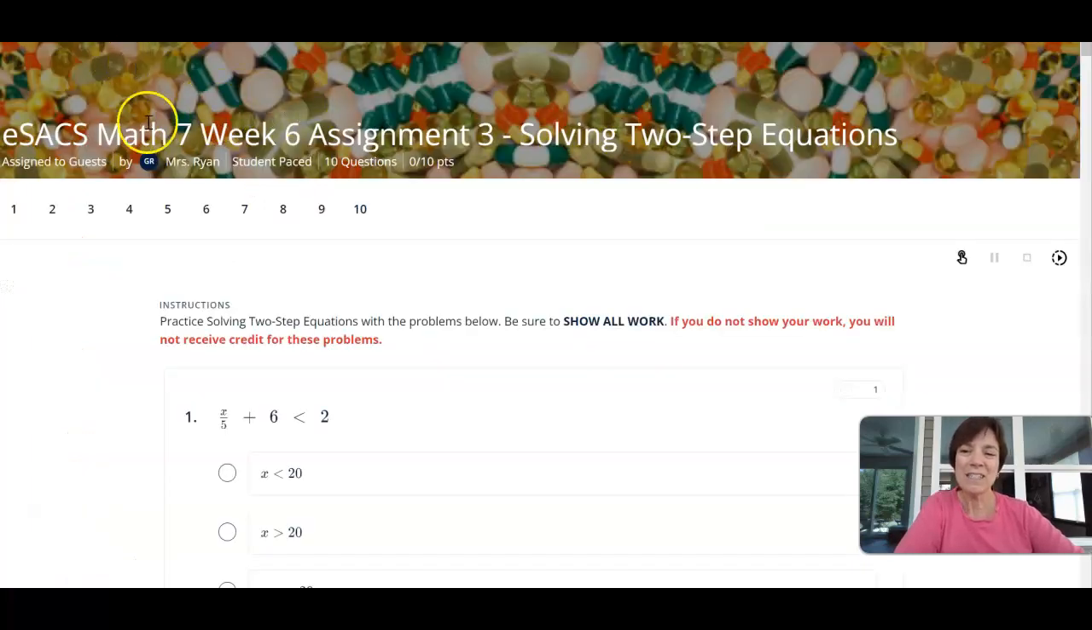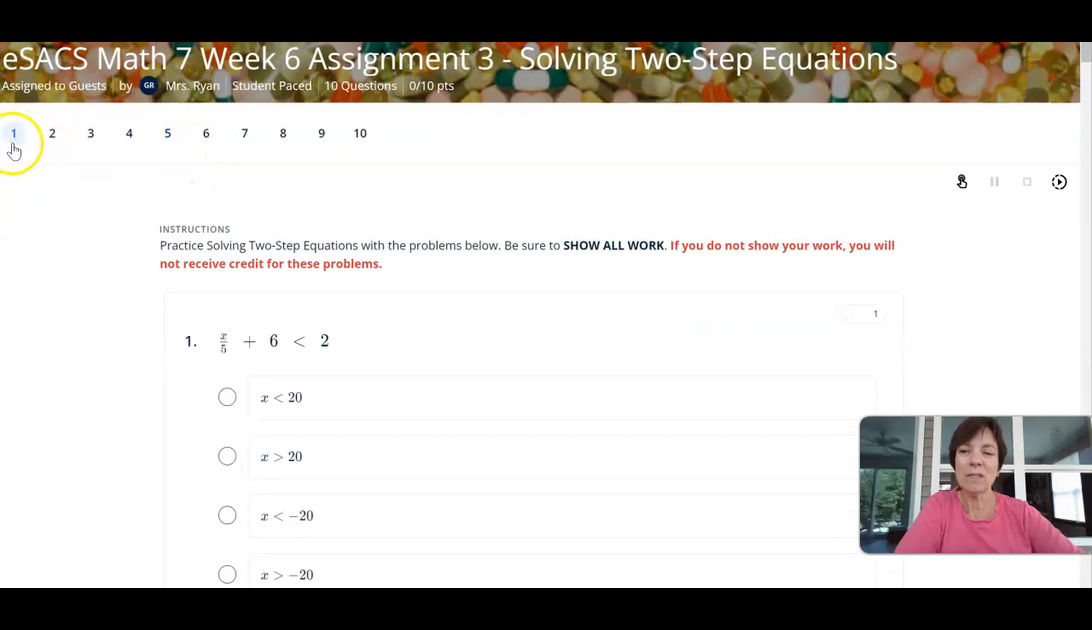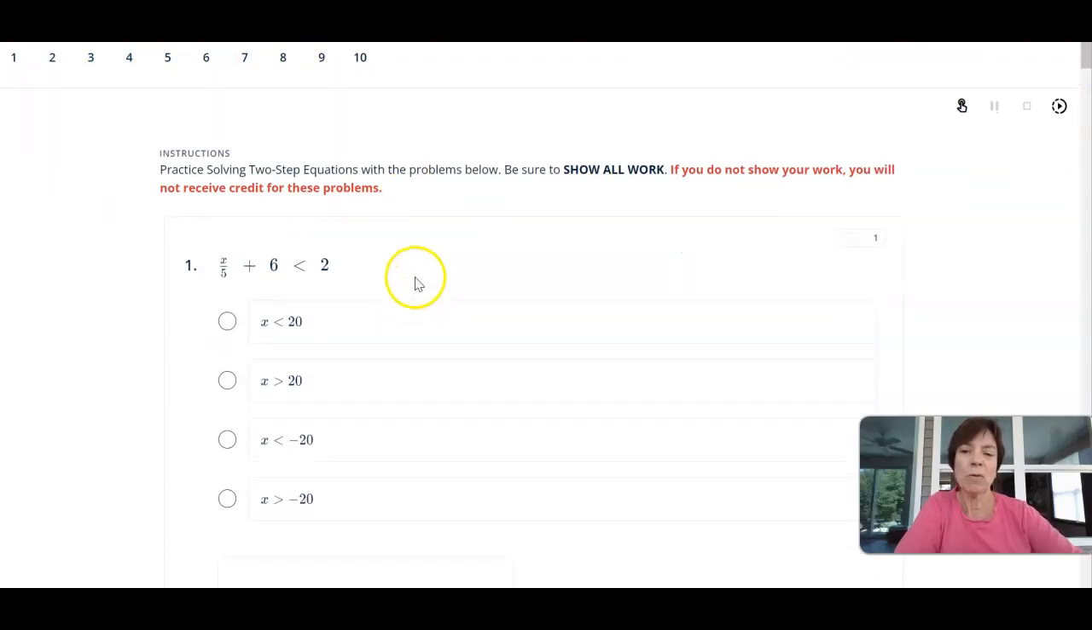Once you get into the assignment, it'll look like this. There'll be a series of numbers up at the top, and you can click on those numbers to go to those specific number problems. There are 10 of them. You're going to be solving your two-step inequalities.